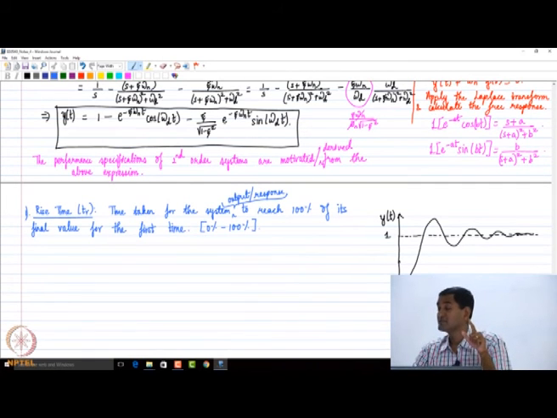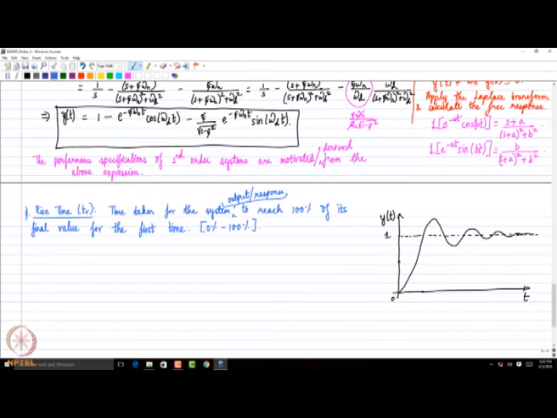At what point will it reach the final value for the first time in this diagram? It is here, right? So the rise time TR is this point. Is it clear how we got the rise time TR? Let's read the definition once again. It is the time taken for the system output or the response to reach 100% of its final value for the first time. That's important. For the underdamped second order system, that's when it reaches 100% of its final value. So how do we get an expression for the rise time? Equate it to 1. That's it.